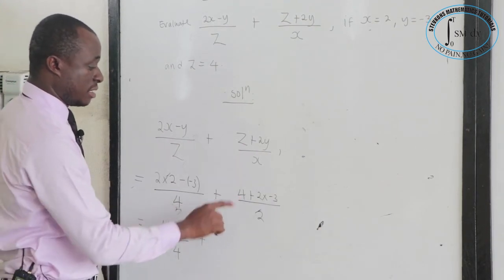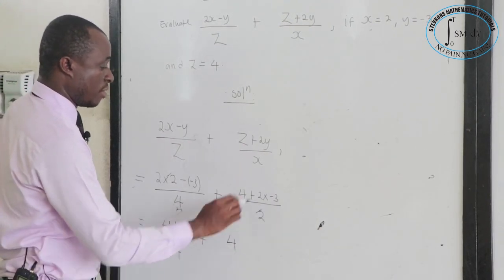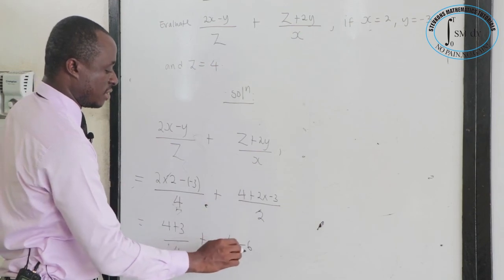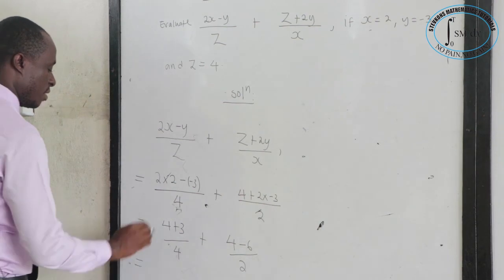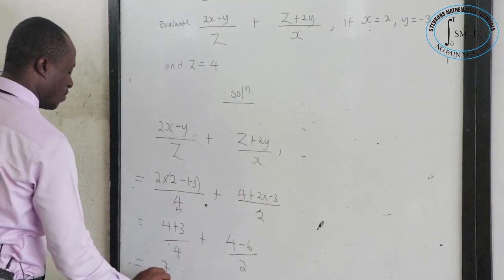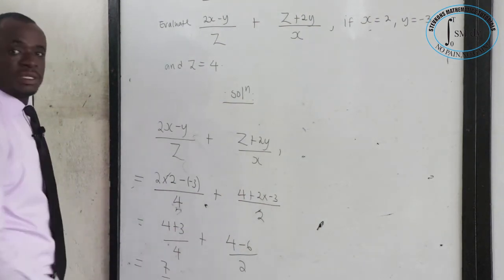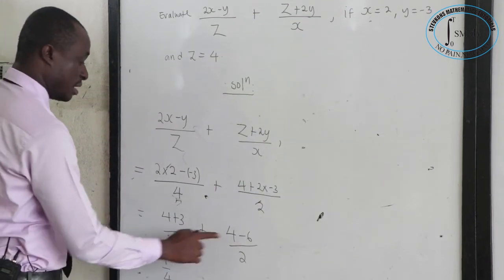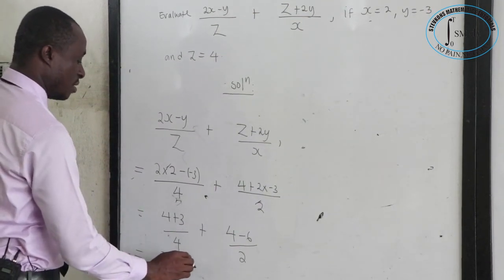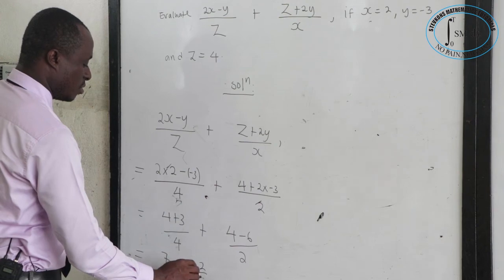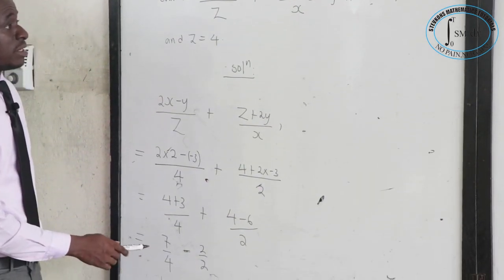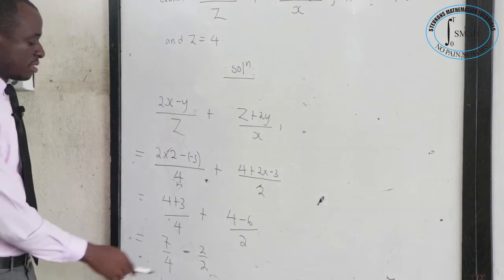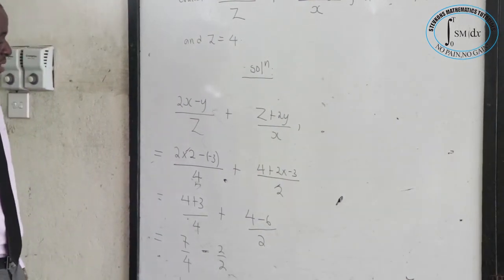Plus, now let's see, we have 2 times negative 3, that's negative 6, all over 2. From here, 4 plus 3, that is 7 over 4. 4 minus, that's negative 2, so to cancel this, we have negative 2 over 2. Now, from here, I wouldn't cancel out, I want to find the LCM.